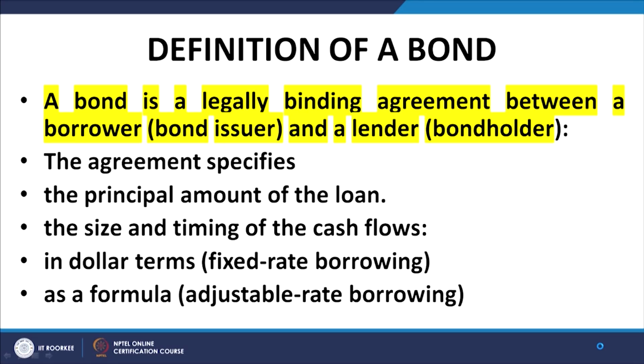This agreement specifies the principal amount of the loan, the size and timing of the cash flows that are to arise on account of interest and the repayment of principal. These cash flows, that is the interest payments, may be defined at a fixed rate or may be defined with reference to another variable like the LIBOR or MIBOR, and so on, in which case the bond is called a floating rate bond. If the interest rate is fixed, then the bond is called a fixed rate bond.